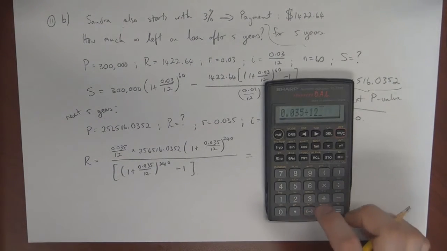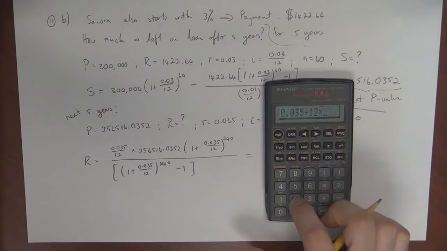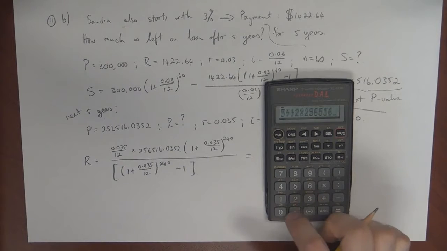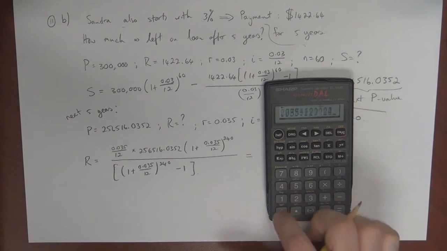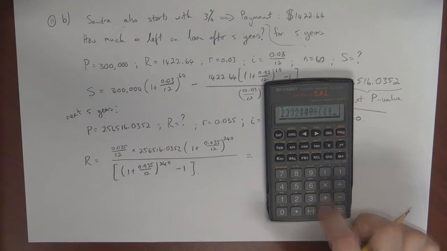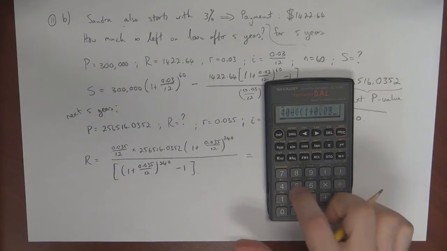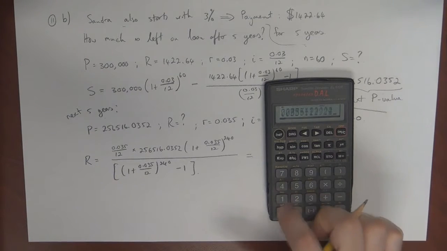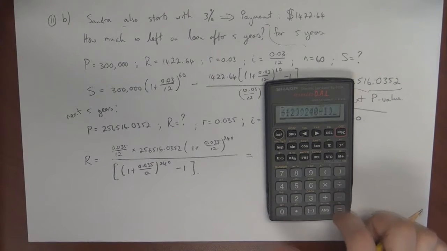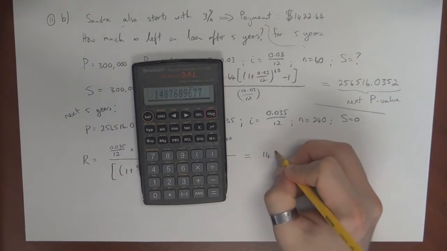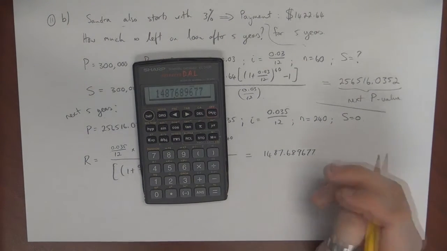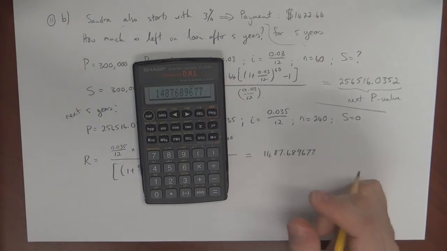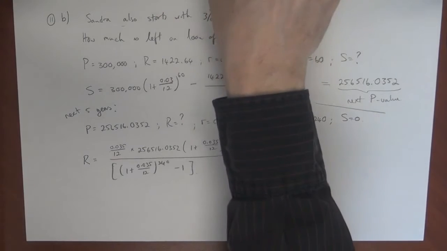0.035 divided by 12 times 256,516.0352 times (1 plus 0.035 divided by 12) to the power of 240, divided by ((1 plus 0.035 divided by 12) to the 240 minus 1), close the bracket, 1487.689677. So, as suspected, I now have a higher interest rate, not by much, just a little bit, so my payment goes up a little bit.